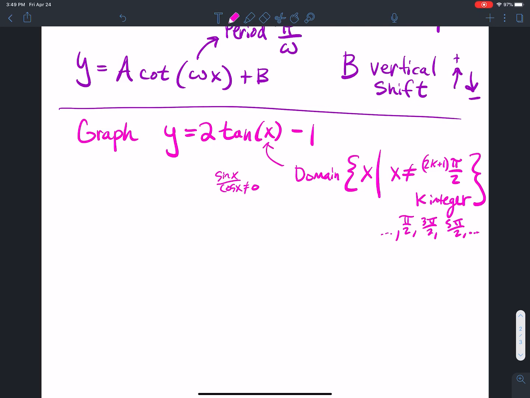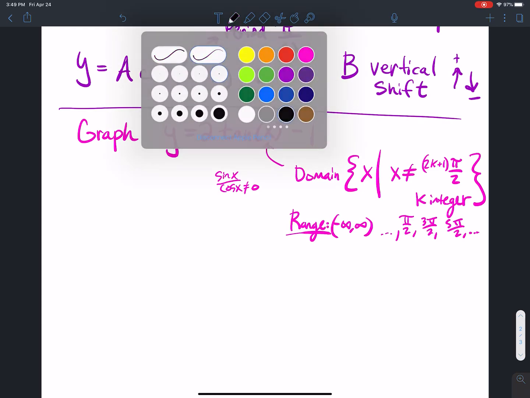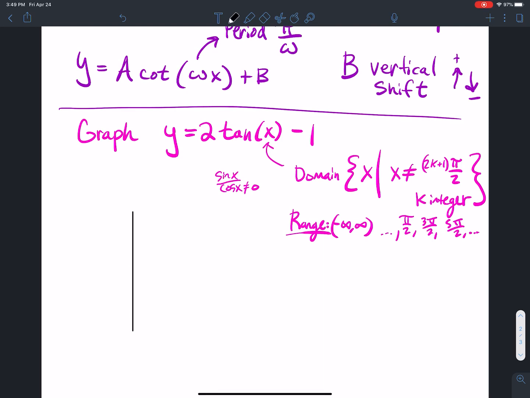The range, negative infinity to positive infinity. So we're good on that. So if I graph, so let's just run through the graph. Okay. All right. So from negative pi over 2 to pi over 2. And so I know I'm going to have vertical asymptotes here.